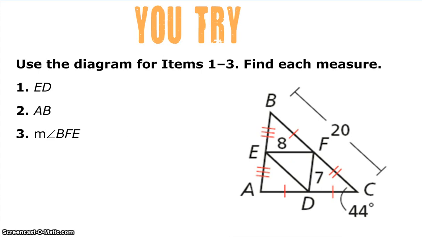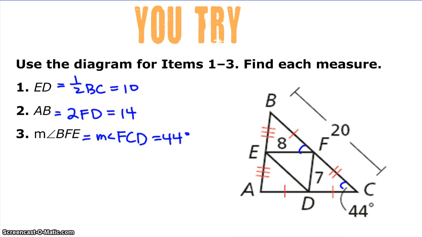Alright, so I want you to try problems 1 through 5 on your notes. Okay, I want you to pause it, give it a shot, and come back and listen to the answer. So go ahead and pause now. Alright, ED must be half of BC, so half of 20 is 10. AB must be twice the length of DF, so 2 times 7 is 14. BFE and FCD are corresponding angles. So they are both the same of 44 degrees.